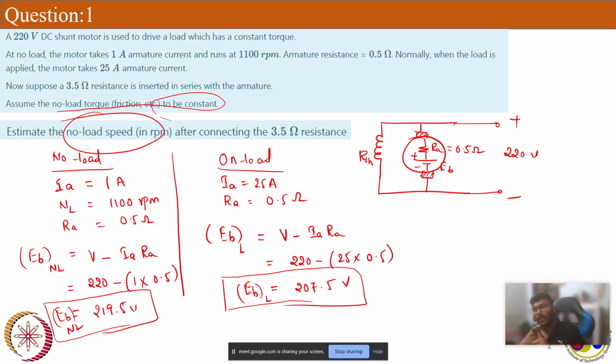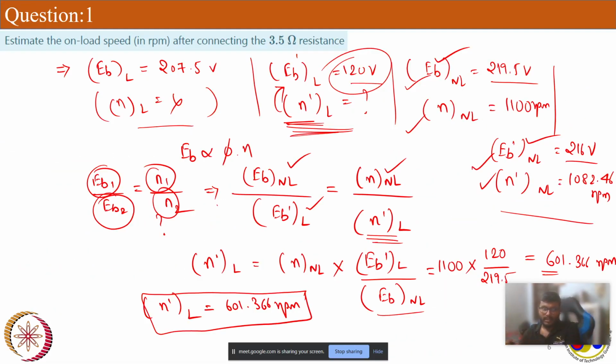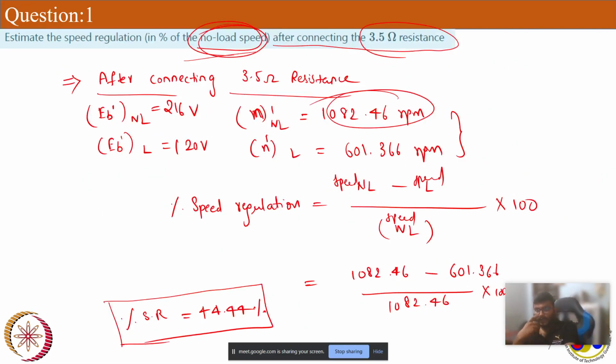Those are the 4 questions. What is the no load speed after connecting 3.5? What is the on load speed after connecting 3.5? So we did all these calculations, and we arrived at the final question, which is the speed regulation. This condition is only for after connecting 3.5. If it is before connecting 3.5, we have to do no load speed minus load speed, divided by no load speed, into 100. But all these speeds will be before connecting 3.5, that is at the 0.5 resistance condition.